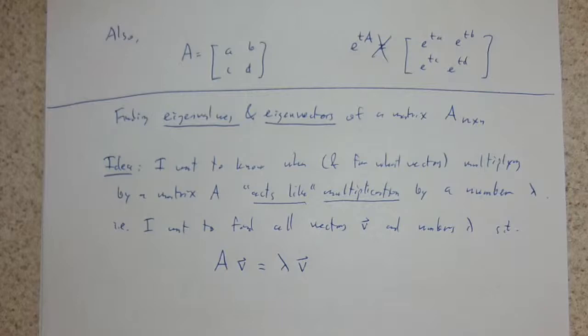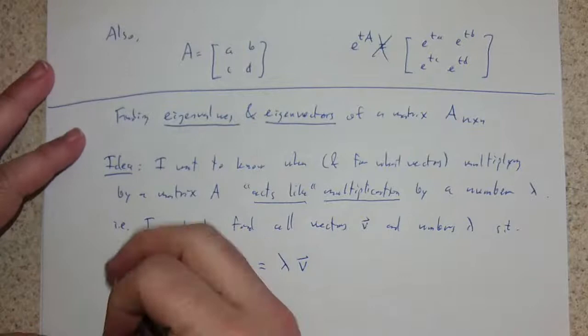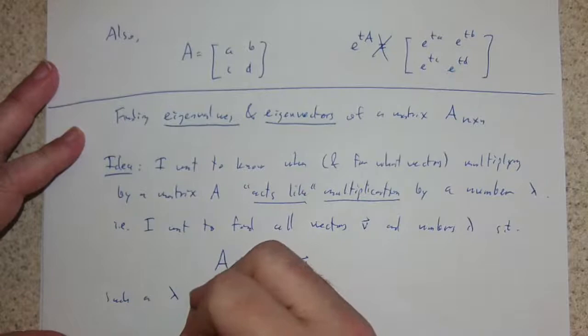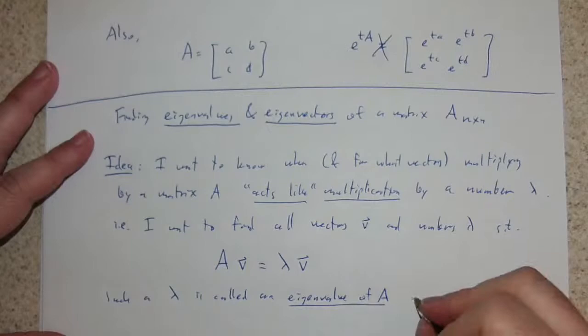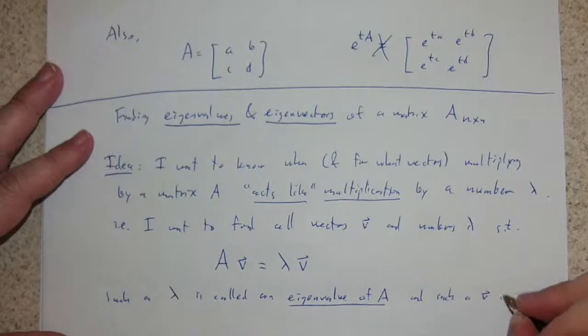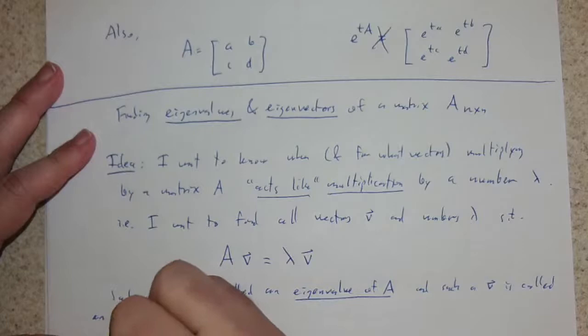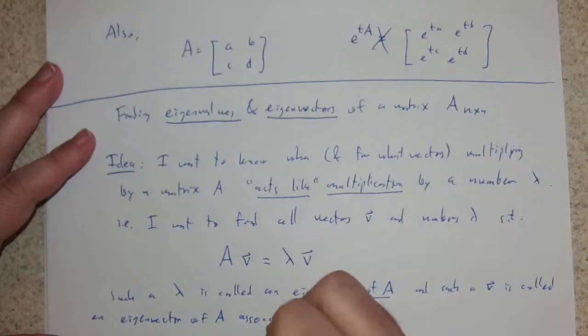Interesting. All right, so here's the big question: what does this mean for a matrix A? Well, first of all, how can I have a hope of finding this? Let's give names to these things. Such a lambda is called an eigenvalue of A, and such a V is called an eigenvector of A associated to the eigenvalue lambda.